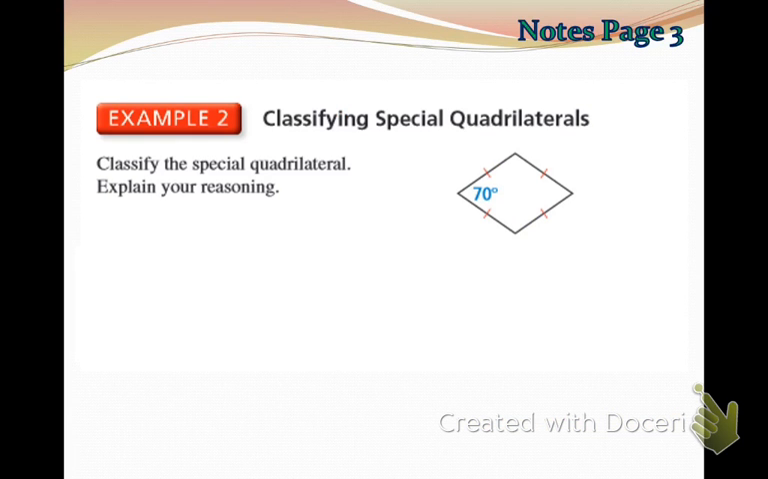There'll be a problem like this on your quiz. This is the next page. I think there are like 10 of them on here. You're going to be given a picture. You're going to have like 10-ish questions where you'll have to tell me what the picture is. Like, this is a rhombus. You have to tell me why it's a rhombus.